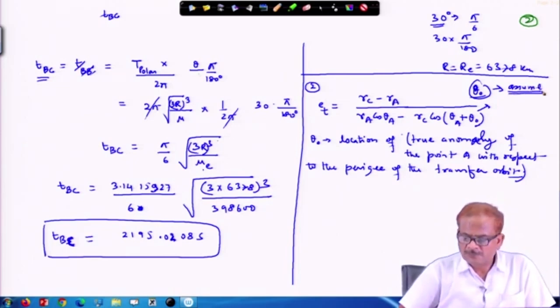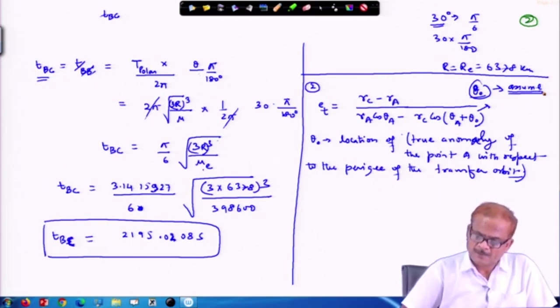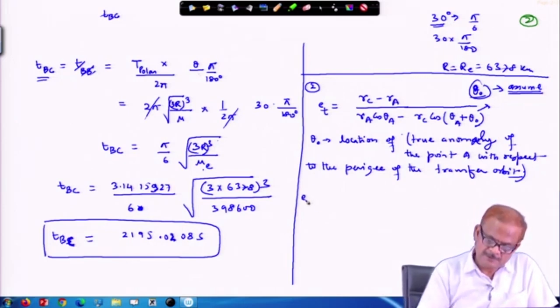So, if you draw a figure on a reduced scale, things will be clear to you in which orbit what should be the theta 0 value. Last time the value we looked at was perhaps 340 degrees, which we assumed in the beginning, but this time it will turn out to be different. So, then inserting all the values here, R_C is 3r, minus R_A is r cos theta A.